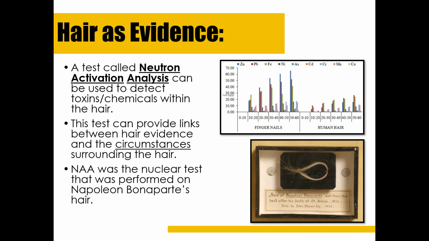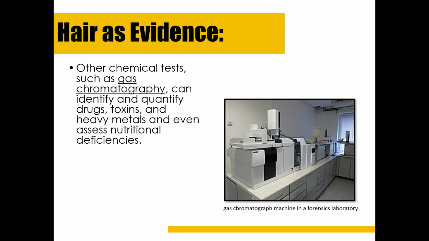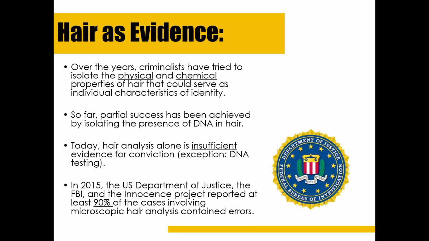Just a fun fact, if you're familiar with Napoleon Bonaparte, he was a French political leader that it was believed died of stomach cancer, but later his hair was found and tested using neutron activation analysis, and it was determined that he actually was poisoned with arsenic. Other chemical tests like gas chromatography can also be used to identify and quantify drugs and toxins, even heavy metals. This test can also assess nutritional deficiencies as well.